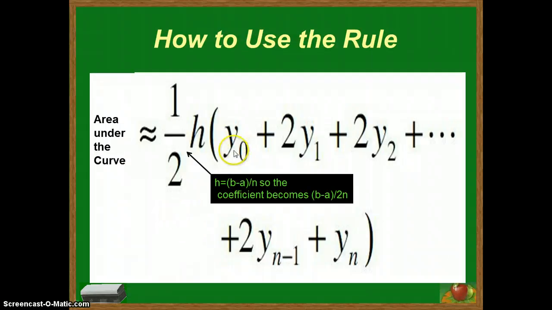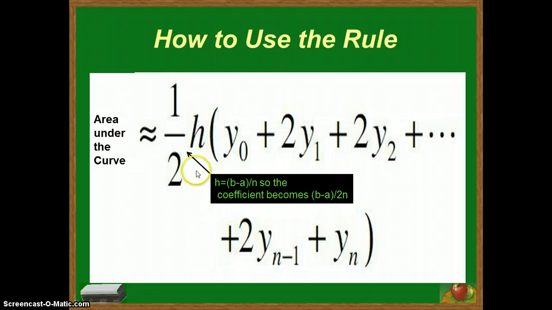So if y0 is the first function value, we take that y0 times 1/2 times the height. y1 would be the bottom base. The reason there's a 2y1 is because y1 is also the top base for the trapezoid to the right of it, and so on and so on. So the two end values will only be used once, while all the values in between will be used twice. That's why there's a coefficient of 2.